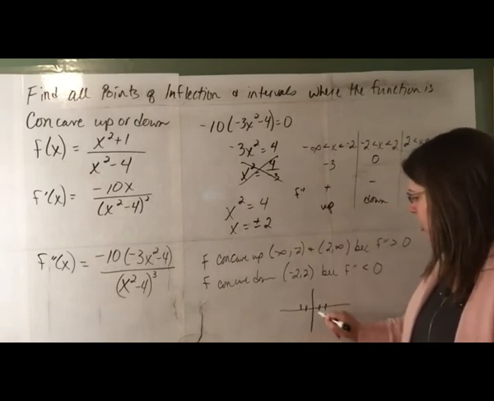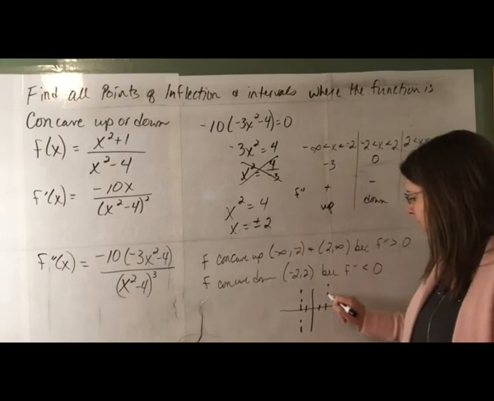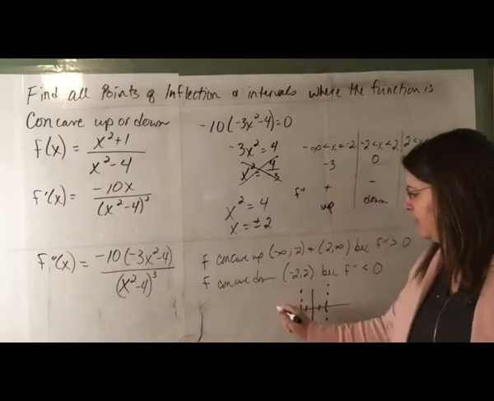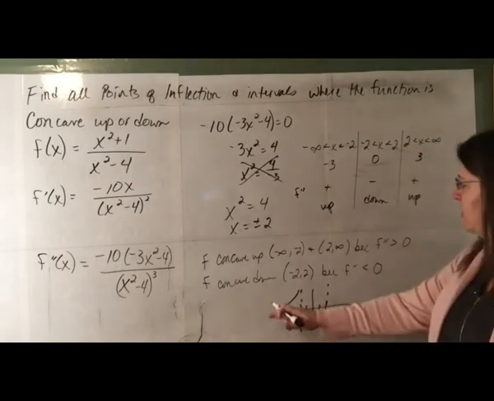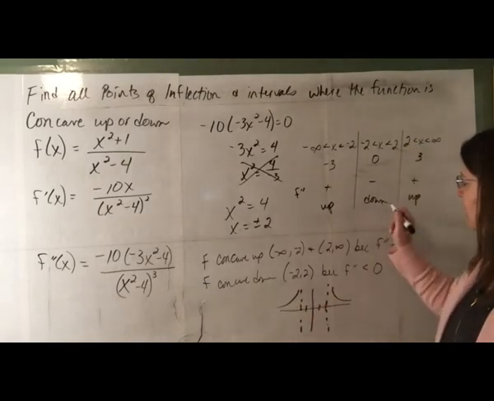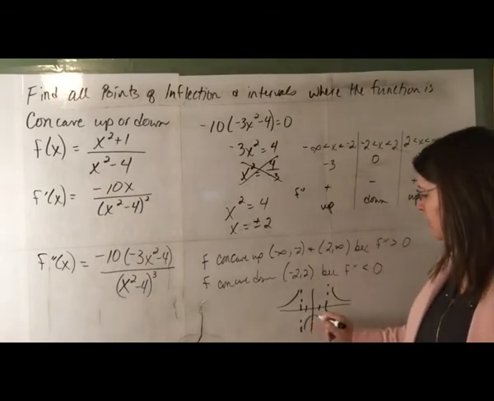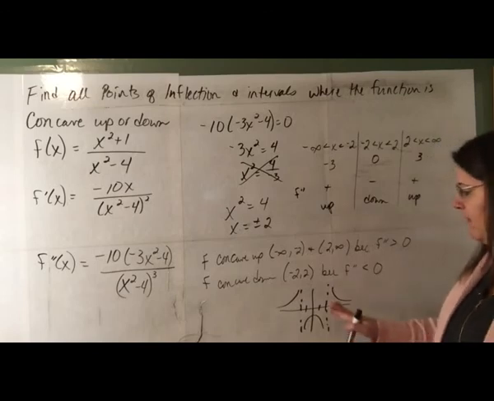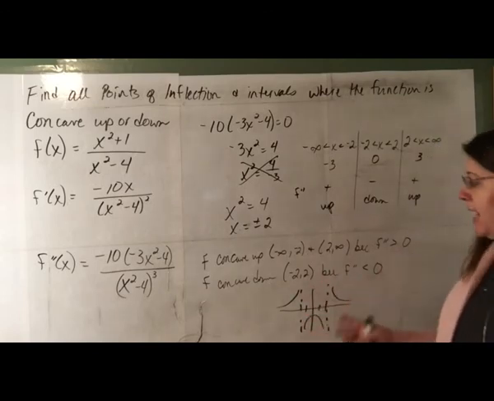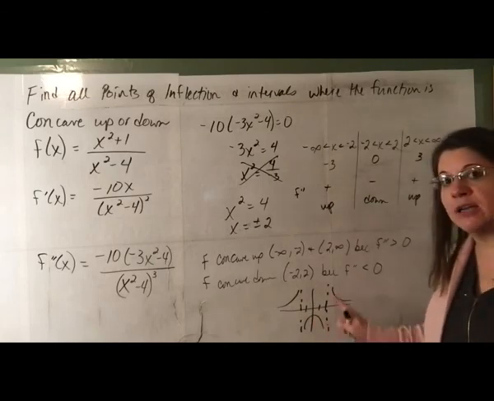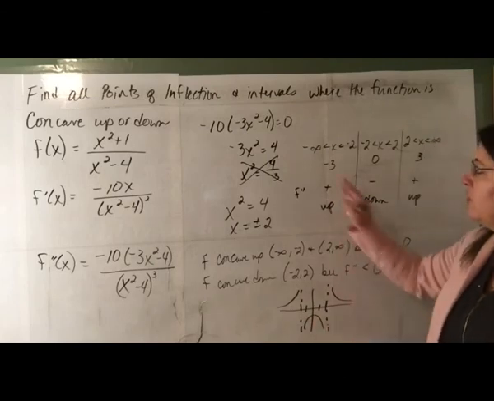So basically what we've got here is a graph, and at 2 and at negative 2, we've got asymptotes. We know that our graph is concave up on this side of negative 2, and it's concave up on this side of 2, and then it's concave down between negative 2 and 2. So it's going to look something like that. We don't know exactly what the graph is. We'd have to do a little bit more investigation, but that is not a point of inflection because the graph is not continuous there. So this is one of your special cases.